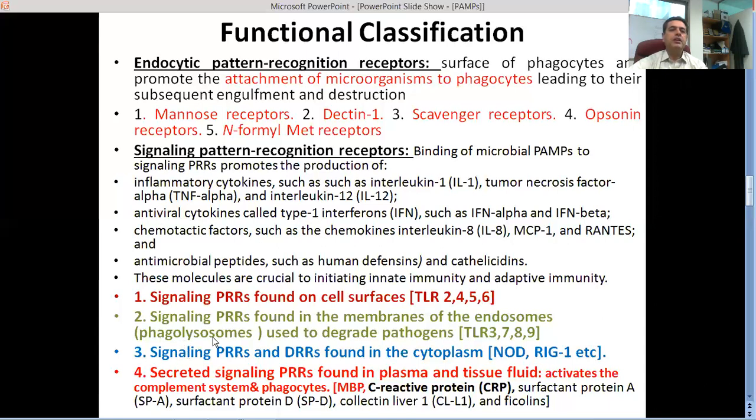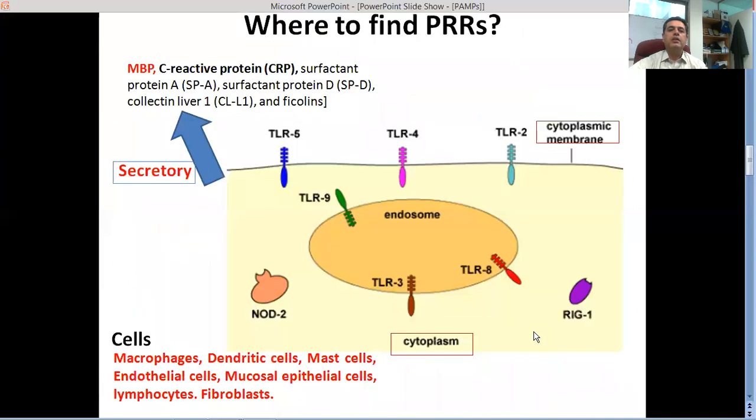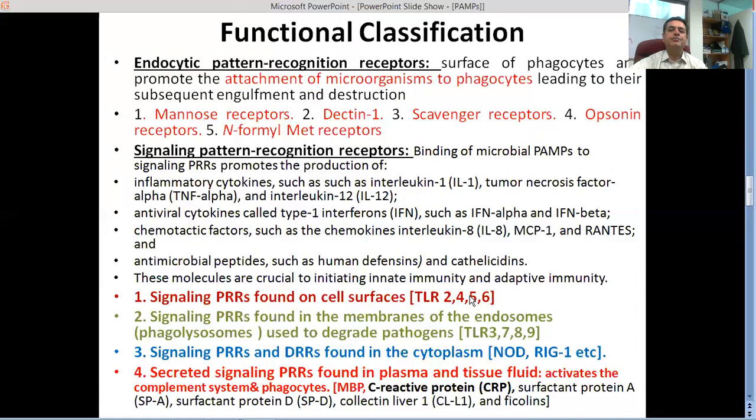Some of these signaling PRRs are found in the cytoplasm. And I told you about these, which are present in the cytoplasm. These include the NODs and RIG1, as you can see here. And the 4th type are the secreted signaling PRRs, which are secreted outside the cell, and these PRRs then join different body fluids, just like the blood. You can find them inside the blood.